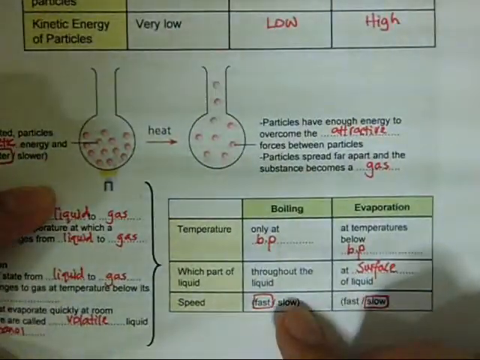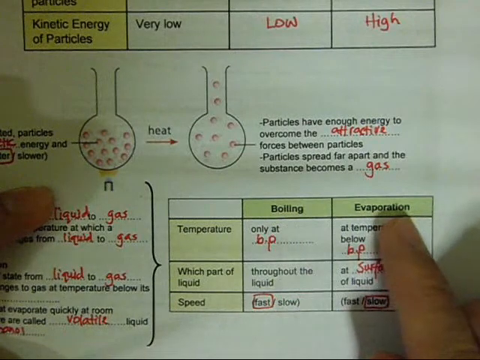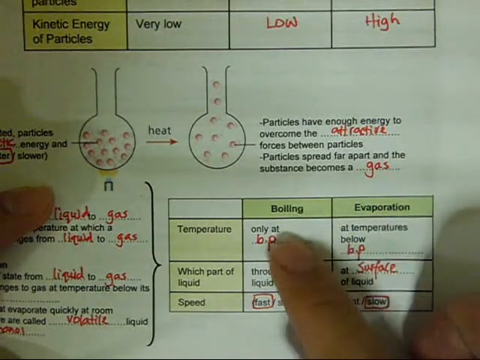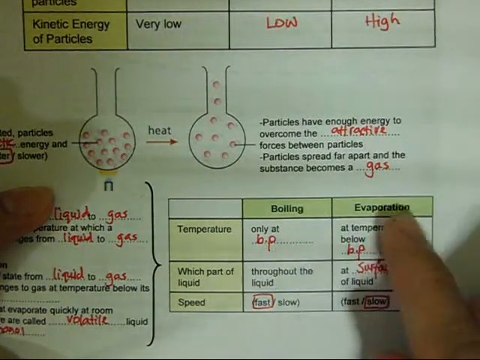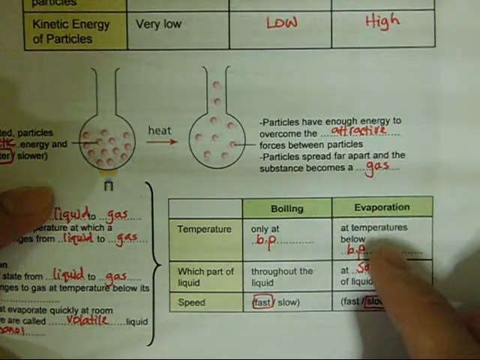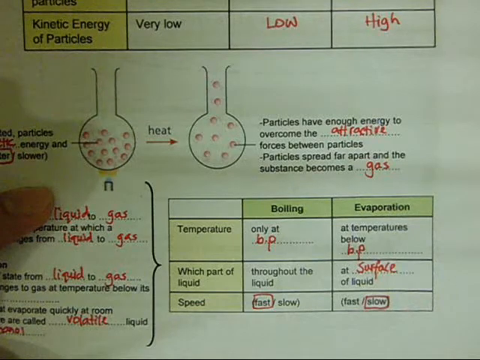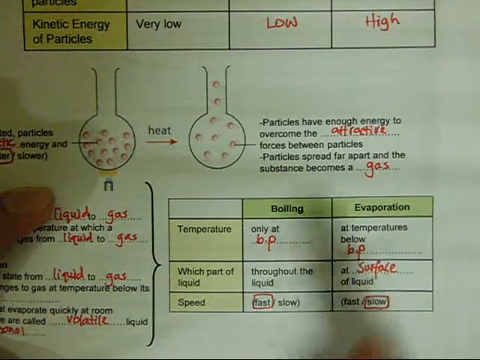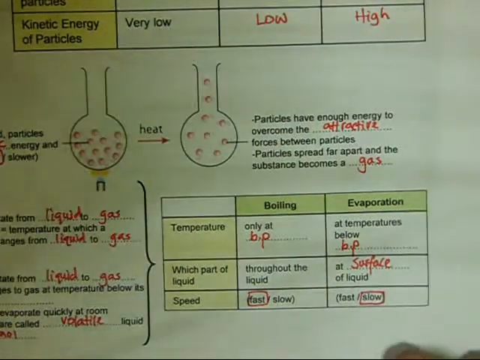Then you need to know the difference between the boiling and evaporation. So basically boiling only happened at the boiling point, and evaporation is at all temperatures below the boiling point, more specifically at any temperature below the boiling point.